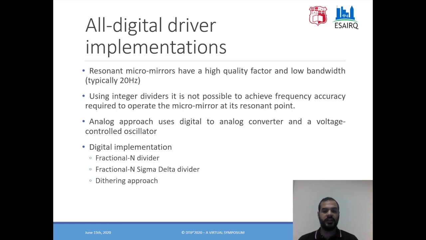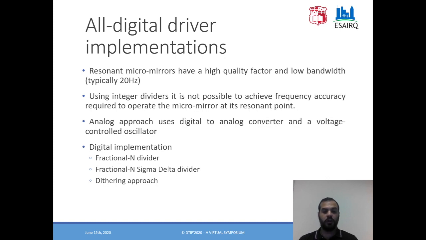Using only integer dividers, it is not possible to achieve the frequency accuracy required in order to operate this mirror at a resonant point. A solution is to use a digital to analog converter and a voltage controlled oscillator in order to synthesize the required frequency. This introduces the need of analog circuitry in the driver, which increases the size and cost of the final product.